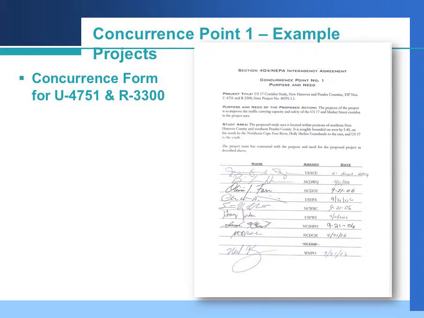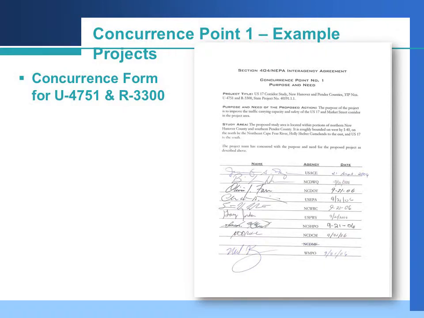A heading is located at the top of the concurrence form stating the following information. Section 404 NEPA Interagency Agreement. Concurrence Point Number 1. Purpose and need. The project title gives a general description of the project. The purpose and need of the proposed action is stated.